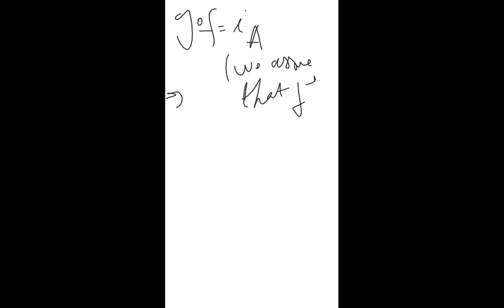Okay, so the composite of G and F is the identity on A. And then this implies, let me write here, we assume that the inverse exists because it is bijective. So we know that F is bijective, and the assumption that it is not proven is that it has an inverse because it is bijective.